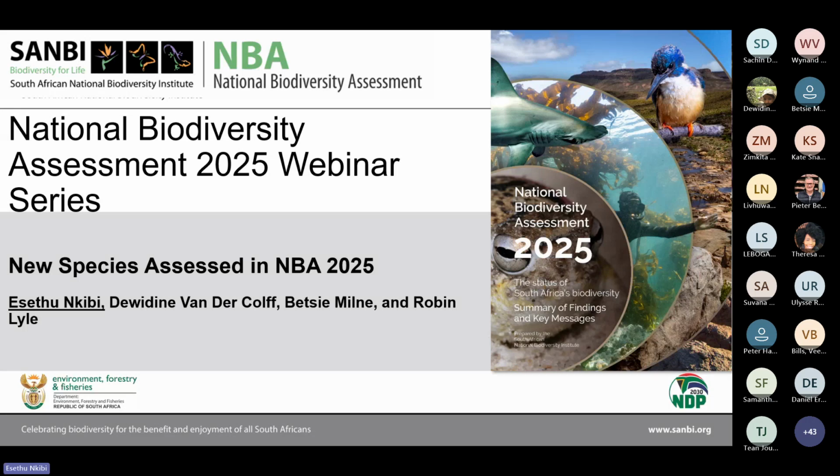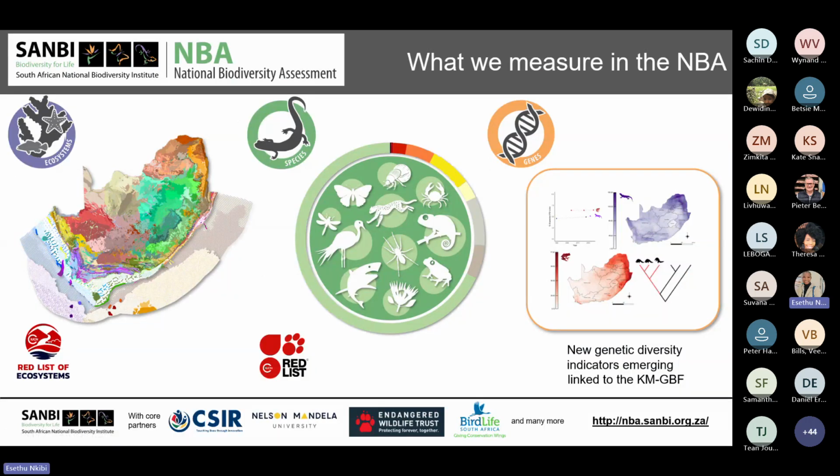The National Biodiversity Assessment is very complex and covers many aspects of biodiversity. It has assessed three levels, which are ecosystem, species, and more recently, genetic diversity. Today, we're only going to be presenting on the species, specifically invertebrates.